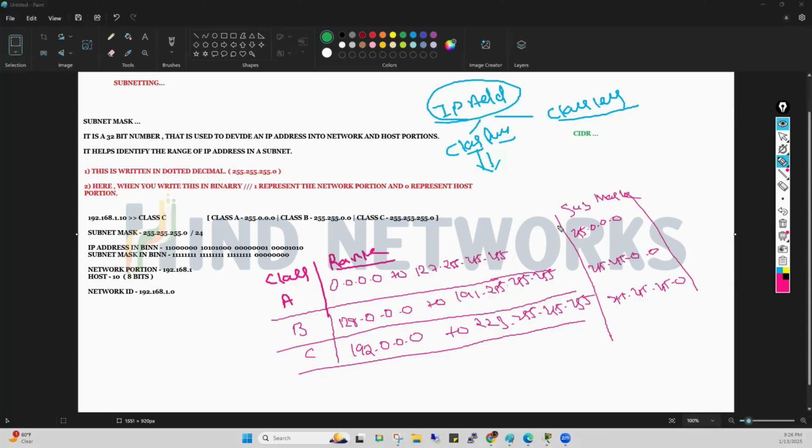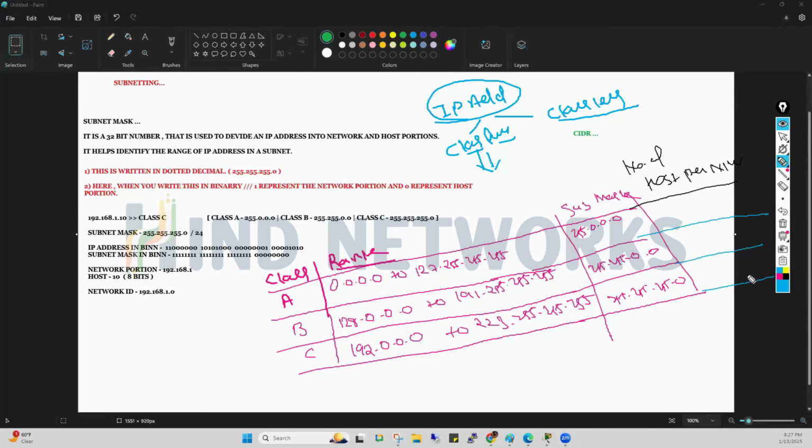That is the default subnet mask. I hope this is clear to all of you. Clear, guys? That is the default subnet mask for class A, class B, and class C. Now, the most important thing: what is the number of hosts per network? If you are using a class A IP address, how many IP addresses will you get? Class A is a very vast network. So if you are using class A, you will get around 16.7 million IP addresses.